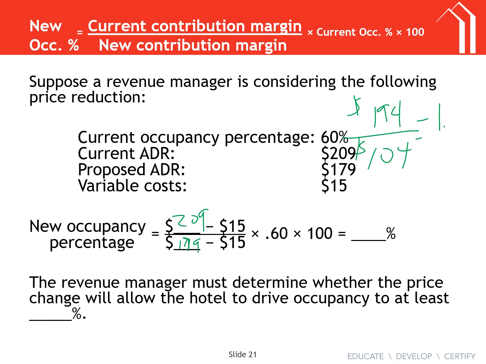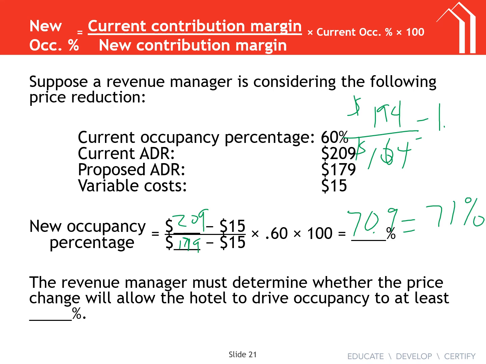This is 164. Okay, so let's do 194 divided by 164. That gives us 1.18, and then we multiply that by 0.6. And we get what? 70.9? Yeah, so 70.9 will give us 71% occupancy.